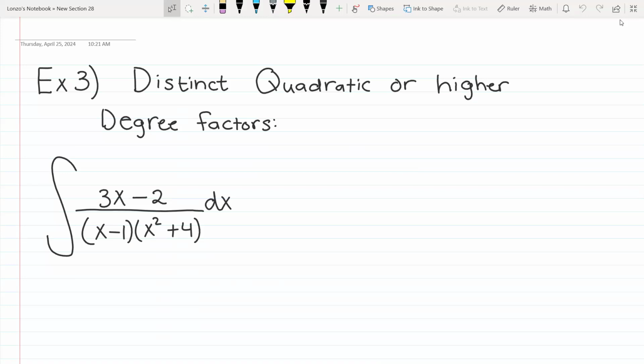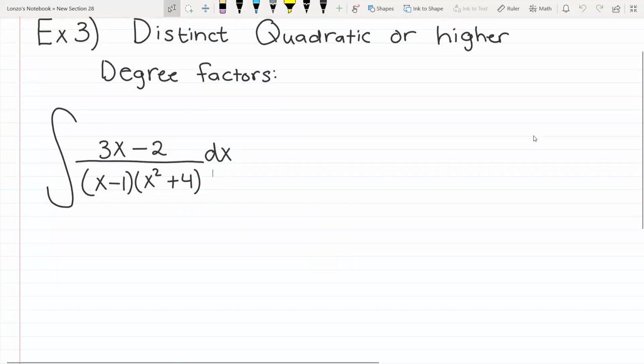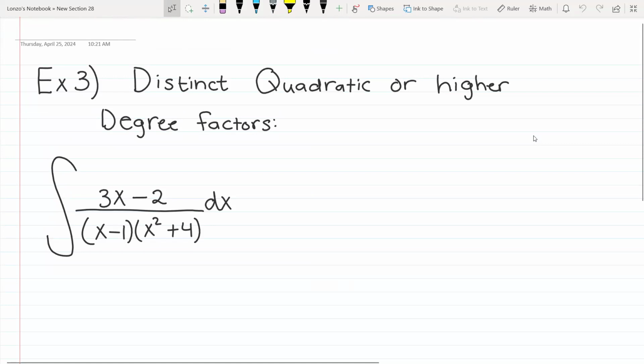Hello, in this video I will integrate a partial fraction with a distinct quadratic or a higher degree factor. Okay, so over here we have to integrate (3x minus 2) over (x minus 1)(x squared plus 4) dx. So we do have a non-repeating quadratic, and then we have a linear, right? So as you can see, this is a linear and it's non-repeating, and this is a quadratic, non-repeating.